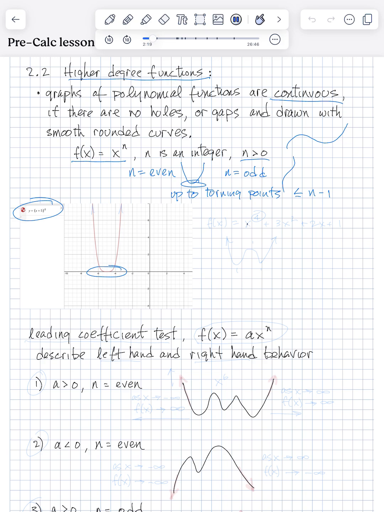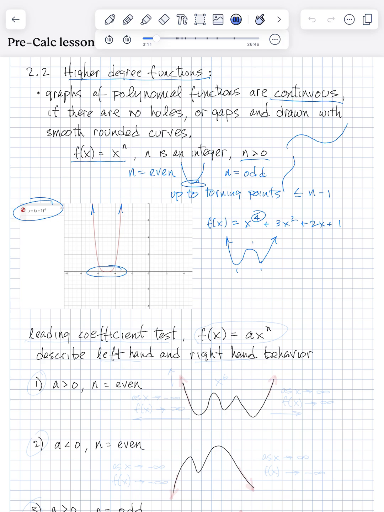If you had something else, let's say f of x equals x to the 4th plus 3x squared plus 2x plus 1, something like that, I don't know what this is going to look like, but I know what it's going to look like on the ends. See how it goes up on the left and up on the right. This is what these x to the 4th terms are going to look like. It's going to go up on the left and up on the right, and it could do anything between. So here we have 1, 2, 3 turning points.